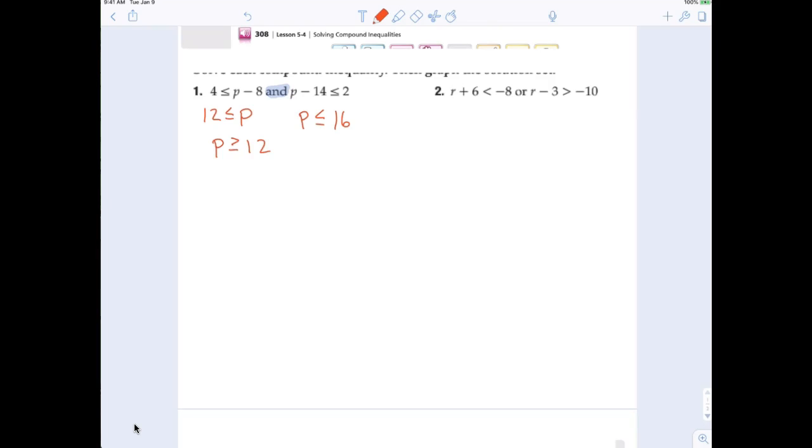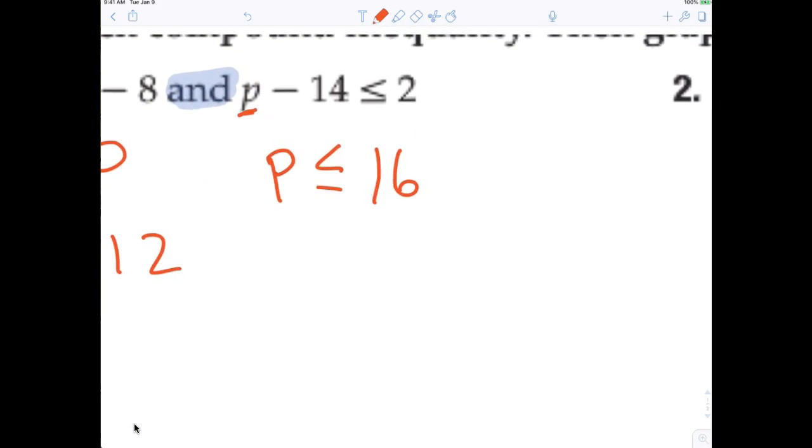How I got what? Seriously? Right here? How do I solve that? Now look, I'm not trying to do that. I'm trying to get you to think. Look right here, what I'm trying to say. So I have a 2 and a negative 14. How do you think I got 16?